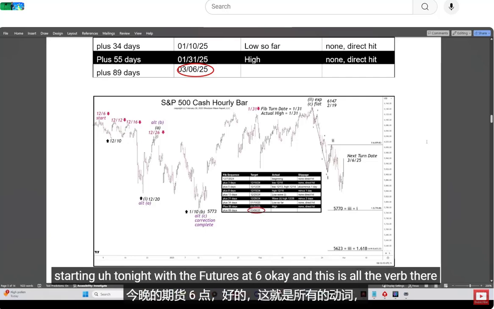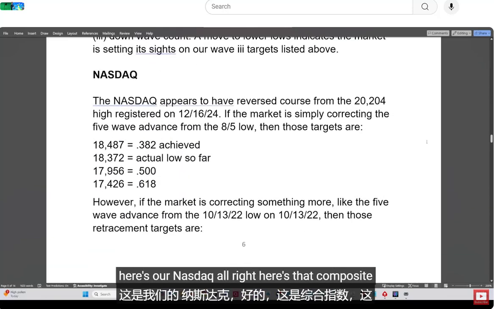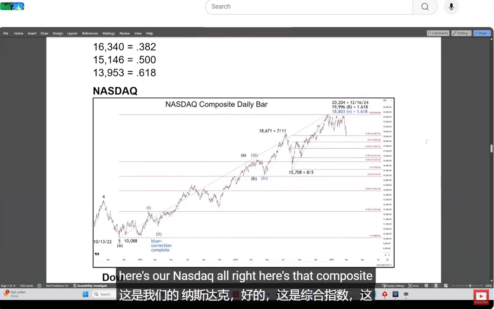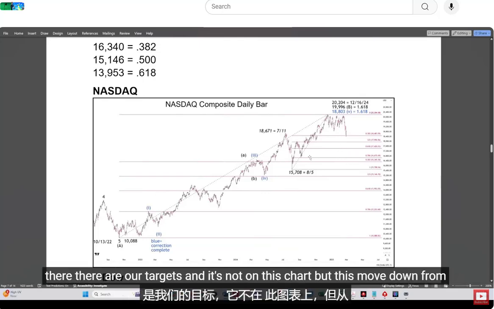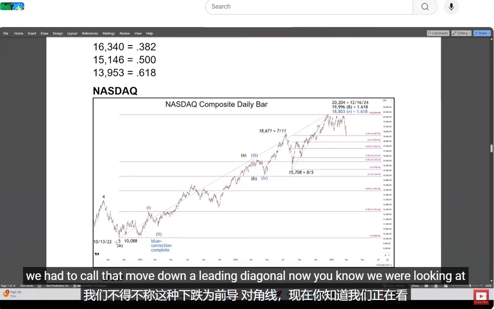Starting tonight with the futures at 6. Okay, and this is all the verbiage there. Here's our NASDAQ. All right, here's that composite there. There are our targets. And it's not on this chart, but this move down from the high in 2021 was 5 waves with no overlap. The other indexes had an overlap. We had to call that move down a leading diagonal.